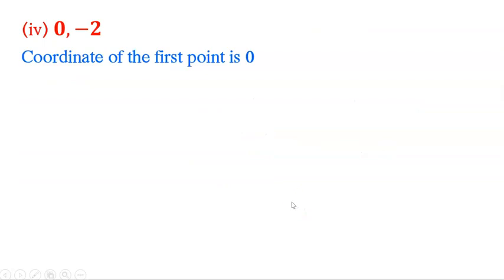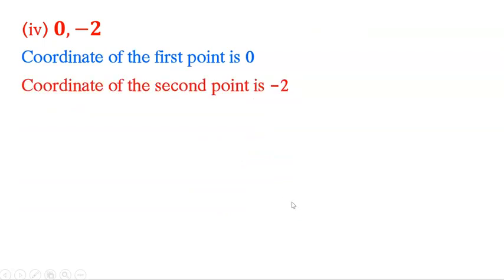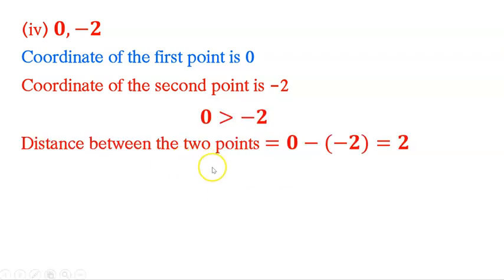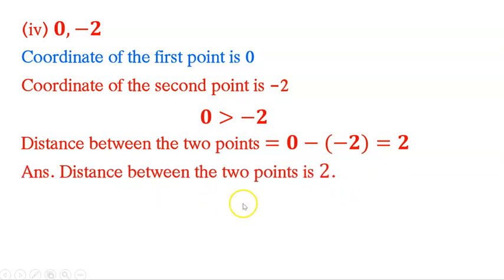0, -2. Coordinate of first point is 0. Coordinate of second point is -2. 0 is greater than -2. Therefore, distance between 2 points is 0 minus in bracket -2. This minus will become plus, equals 2. Therefore, the distance between the 2 points is 2.